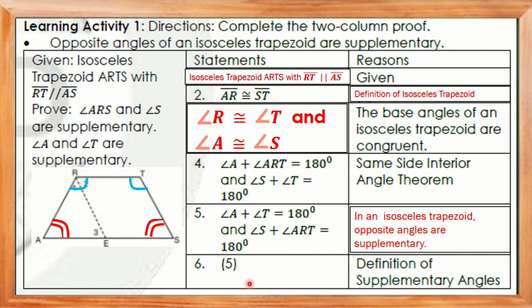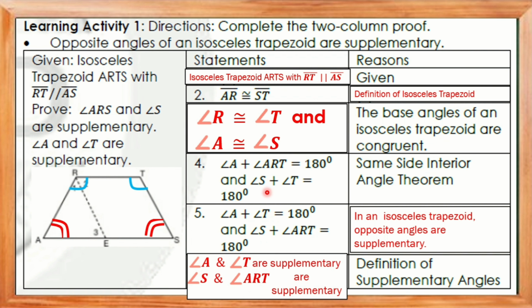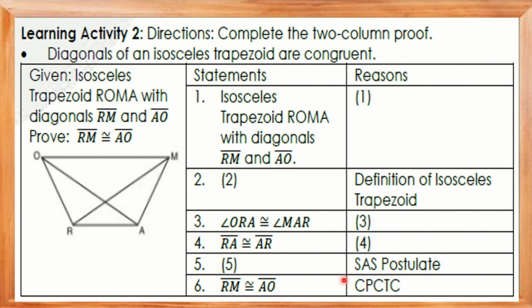Okay? And then next, we have number 6. So, ang reason dito sa number 6, definition of supplementary angles. So, anong ilalagay natin dito sa statement? So, parang katulad lang din siya dito. Ang ilalagay natin ay si angle A and angle T are supplementary and angle S and angle ART are supplementary. So, okay, next.